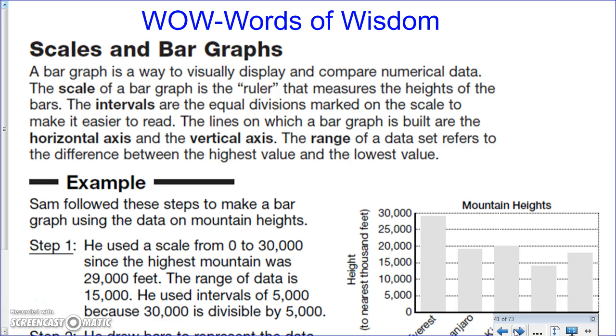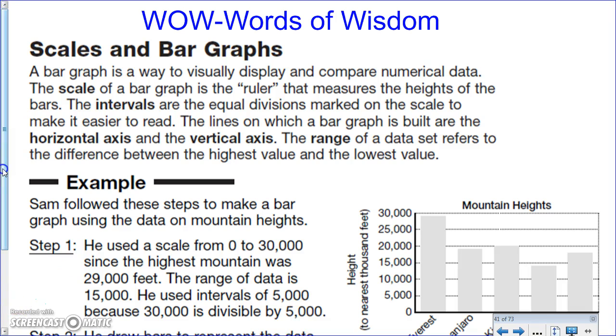Scales and bar graphs. A bar graph is a way to visually display and compare numerical data. The scale of a bar graph is the ruler that marks the height of the bars. The intervals are the equal divisions marked on the scale to make it easier to read. The lines on which a bar graph is built are the horizontal axis, that's going from left to right, and the vertical axis, which goes up and down. The range of a data set refers to the difference between the highest and lowest value.